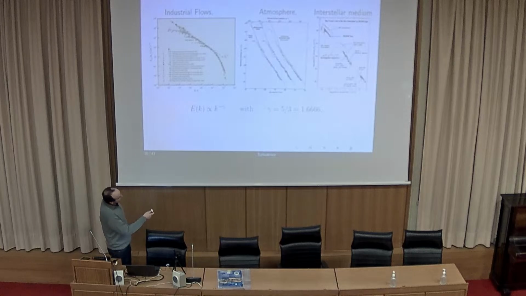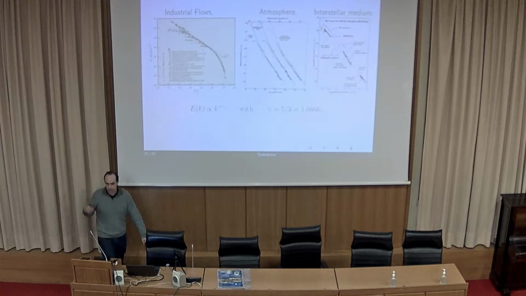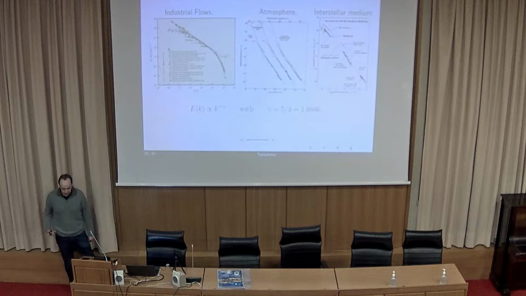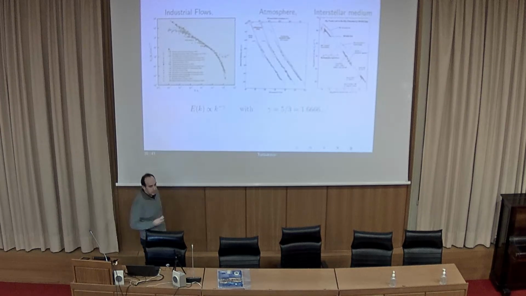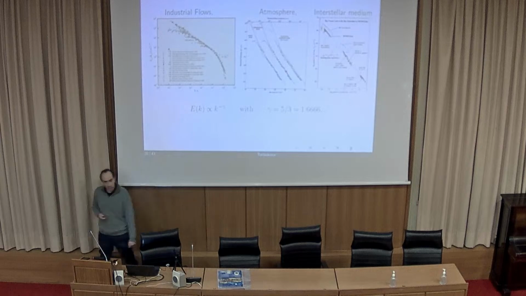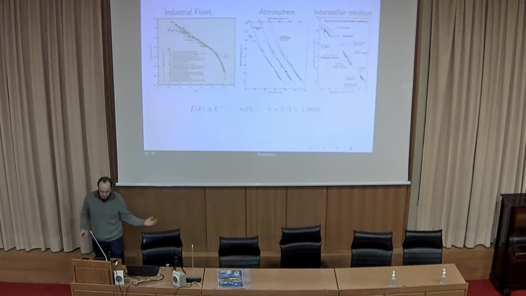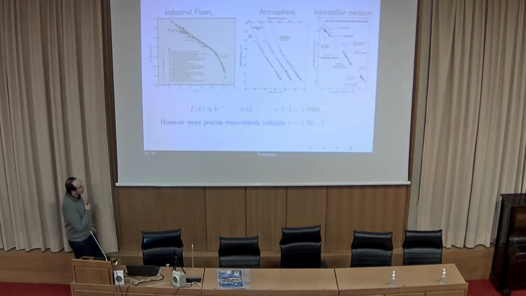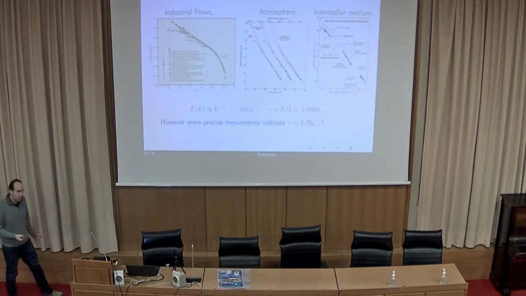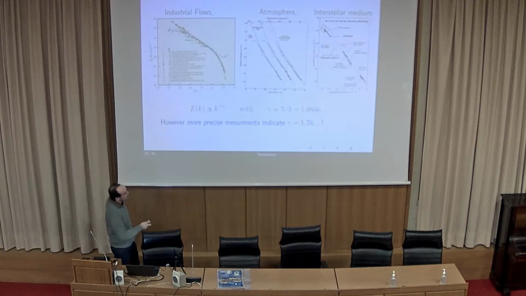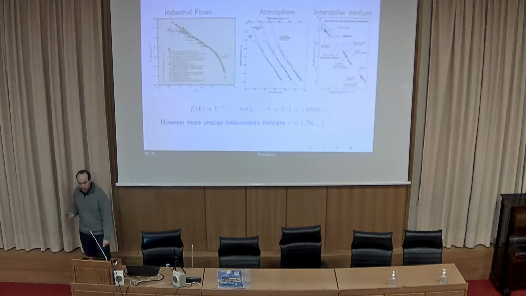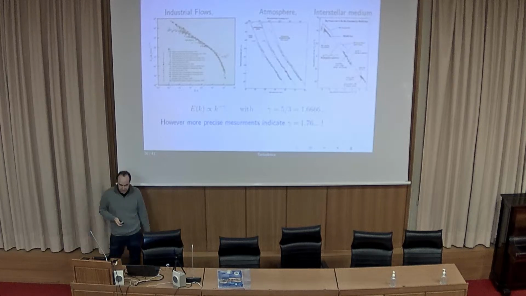Spectrum k to the minus 5/3, that's 1.666. If that was true, we would be done. If that was true, the only thing we would have to calculate is the prefactor in front of that spectrum, and we would know everything. If that was true. However, it's not true. If you do more precise measurements, you find it slightly steeper. Not a lot, but it's slightly steeper. It's around 1.7, so around a 0.1 correction.